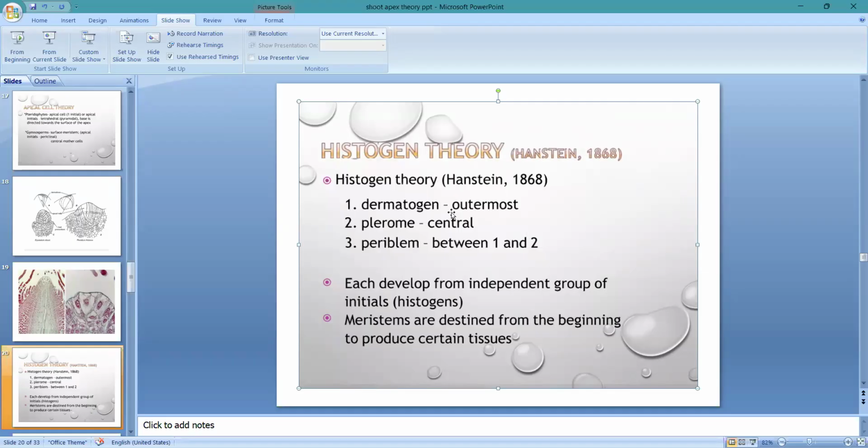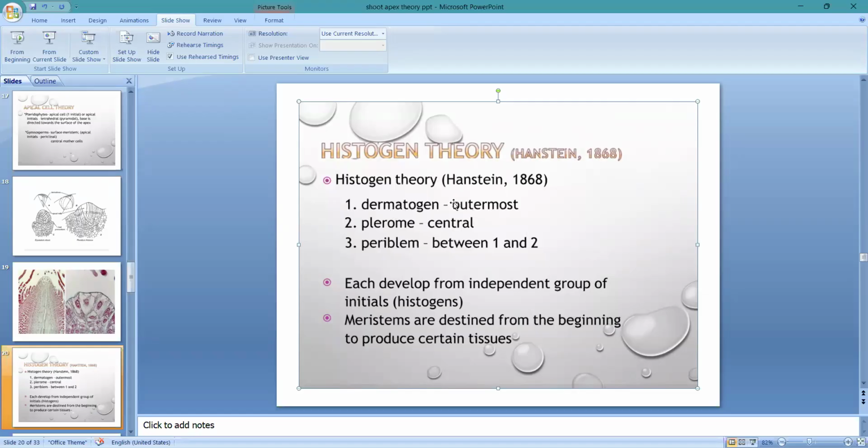The dermatogen cells divide anticlinally and give rise to the epidermis. See, remember this, very simple. Dermatogen means it gives the epidermis, the outermost layer, uniseriate. The peribulum forms the cortex, and plerome gives rise to the primary vascular tissues and pith. See here, peribulum is giving the cortex. Plerome is the central part, so that's why it gives the vascular tissues and pith.